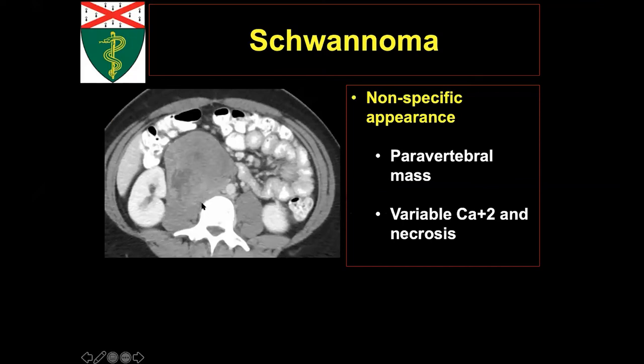This lesion here, none of us could have thought it was a schwannoma. In fact, we may think it's a leiomyosarcoma because you don't see the IVC. Perhaps it's invaded. This turned out to be a schwannoma. So a paravertebral mass, possibly when you have an expanded neuroforaminal canal as well, I think schwannoma is a good thing to think about.